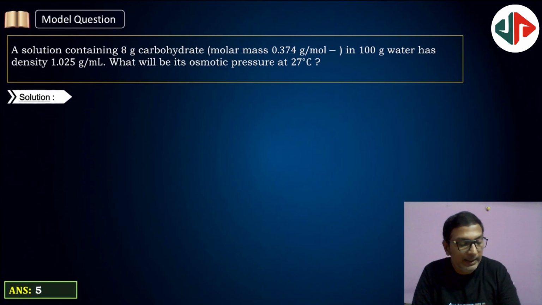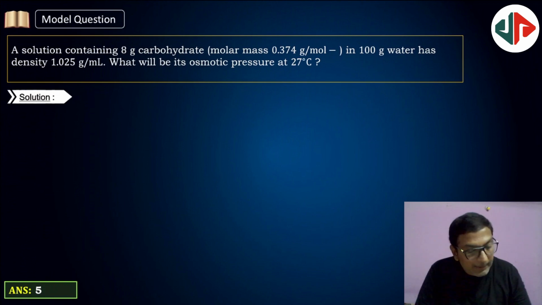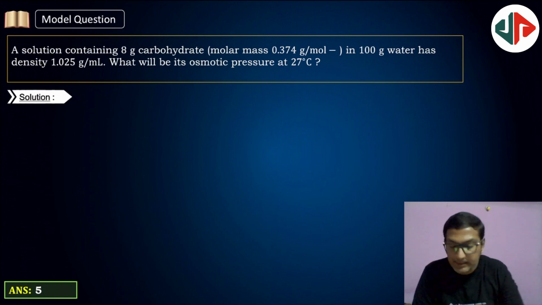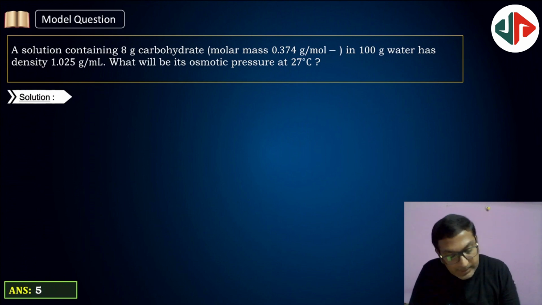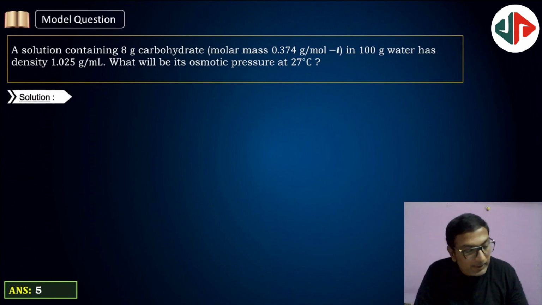A solution containing 8 grams of carbohydrate, molar mass, I think it should be 374 grams per mole, in 100 grams of water has density 1.025 grams per ml. So what will be osmotic pressure?